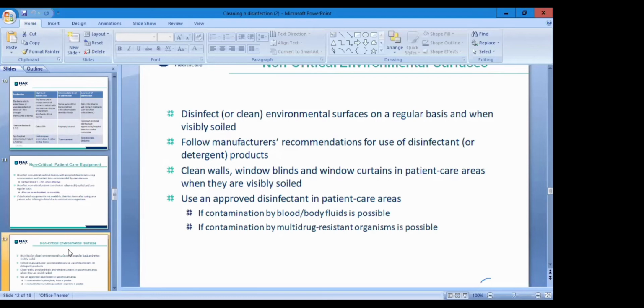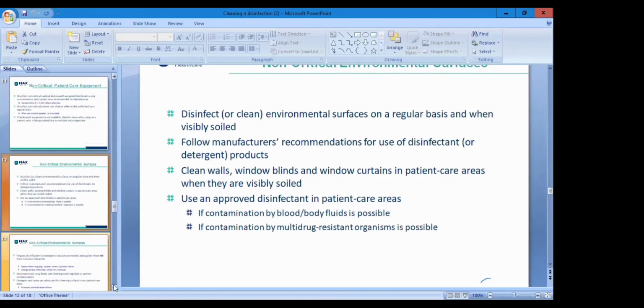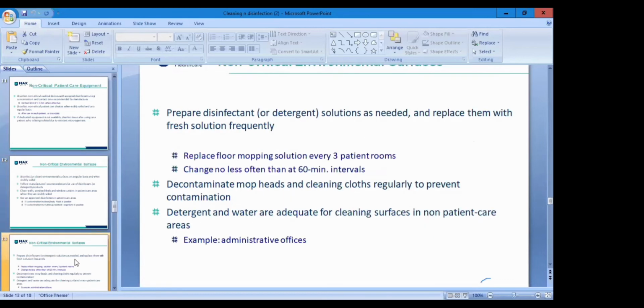Use an approved disinfectant in patient care areas if contamination with blood and body fluids is possible, and if contamination by multi-drug resistant organisms is possible. Which disinfectant has to be used in which area? Again, the hospital infection control committee usually guides the hospital on what needs to be done in which cases.